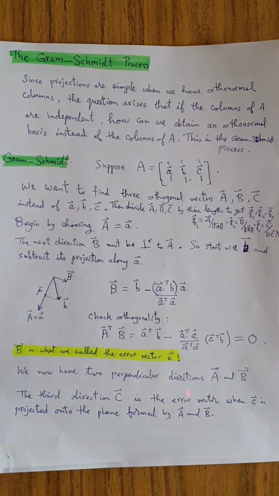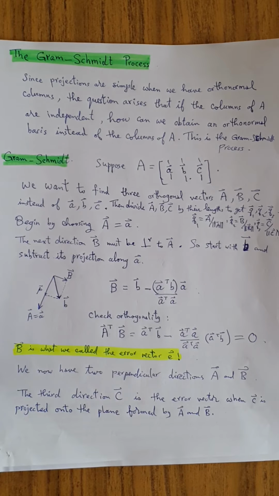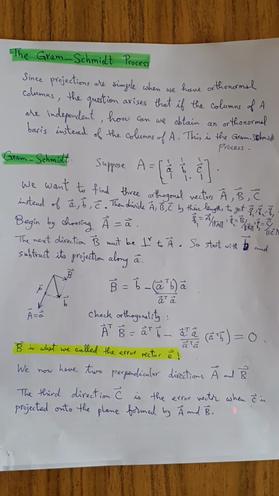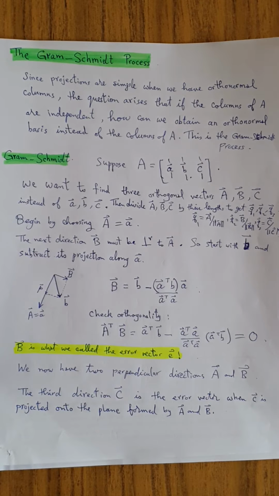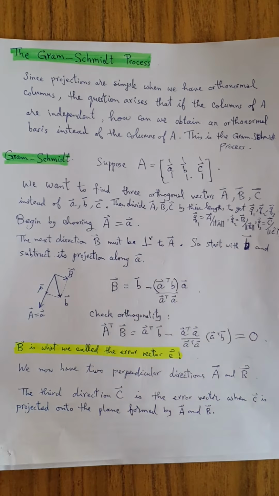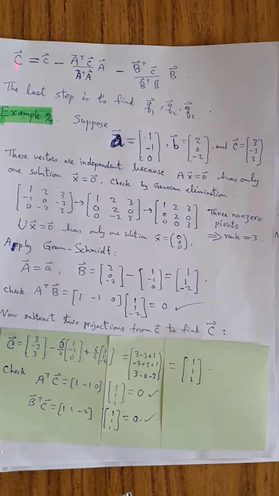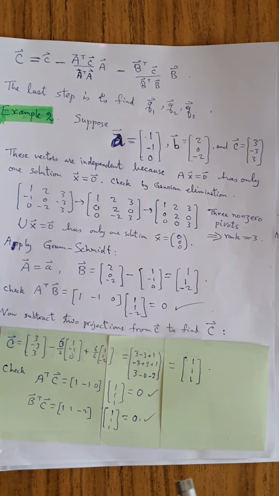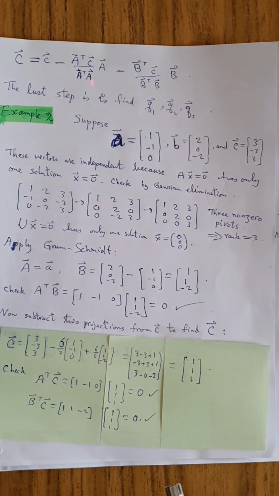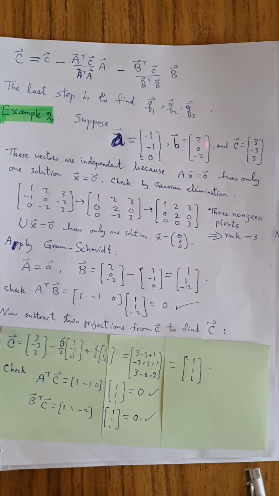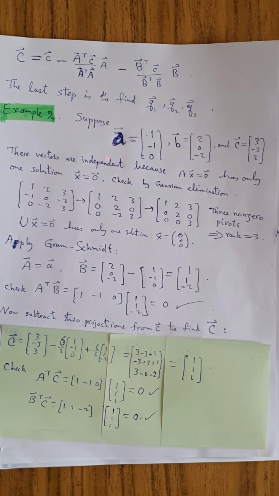We now have two perpendicular directions, A and B. The third direction, C, is the error vector when c is projected onto the plane formed by capital A and capital B. So capital C is small c minus the projections onto capital A and capital B. The last step is to find Q1, Q2, and Q3. So the best thing is to take an example.